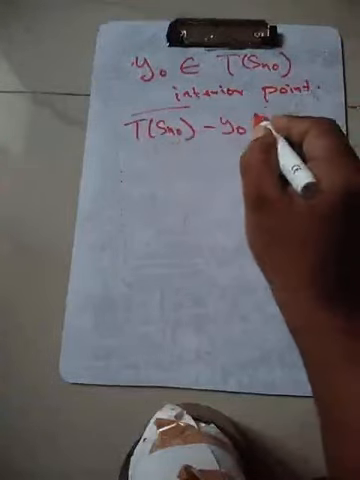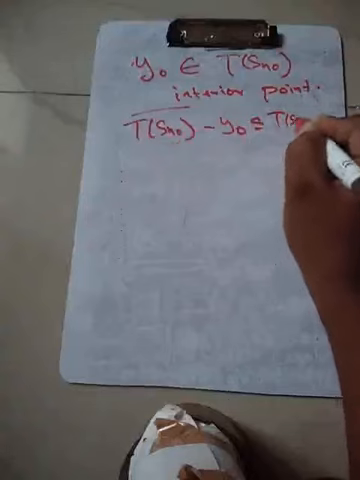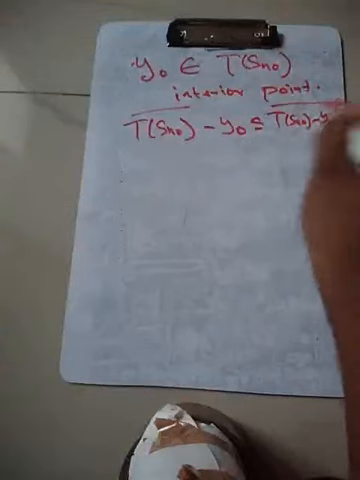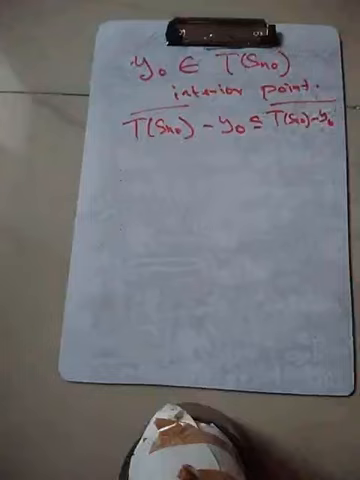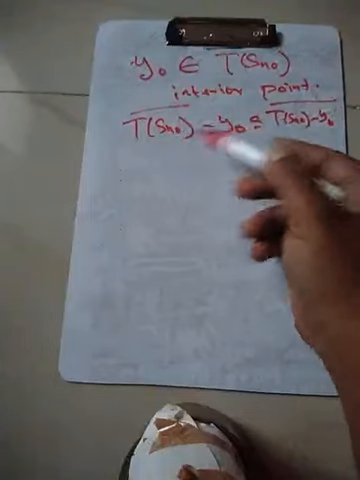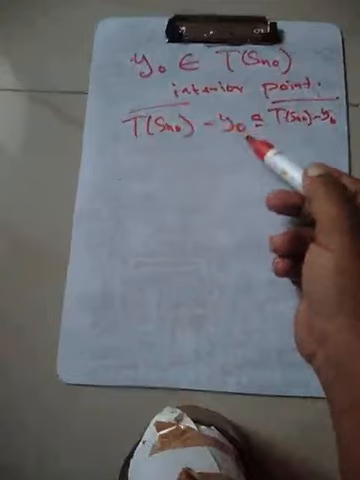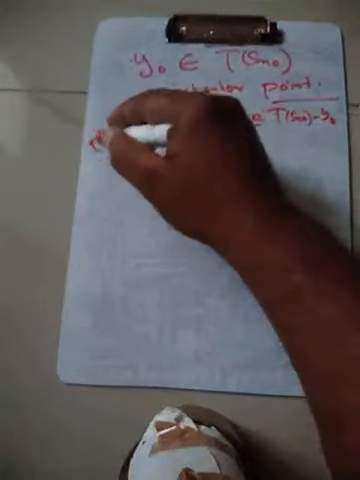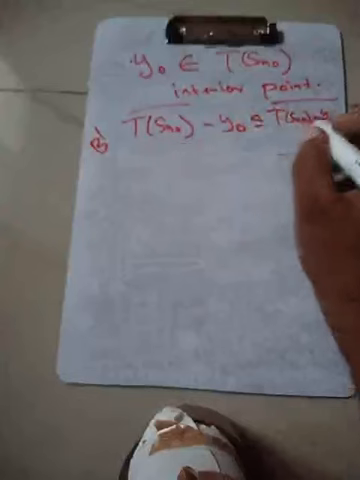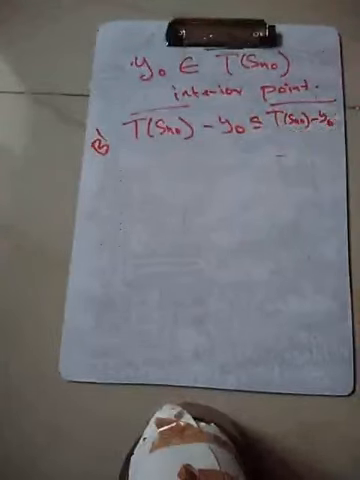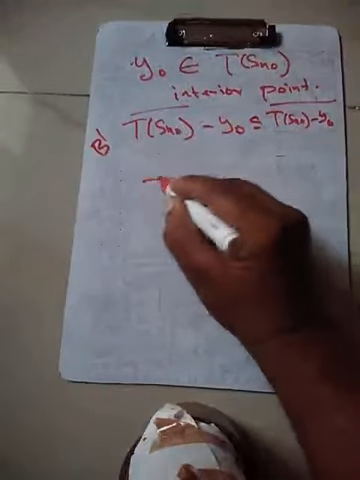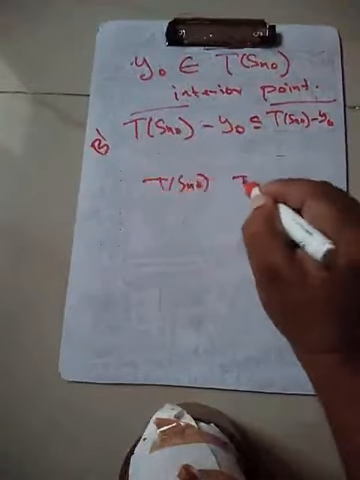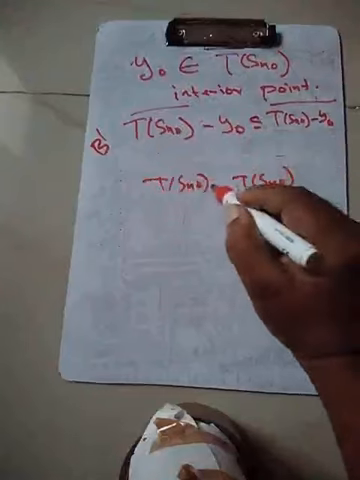this object is contained in the closure of T(S_{n0}) minus y0. This is the closure of this set minus the point. So you are taking a point here and subtracting y0. These all objects are in B dash, and so on. So what do we get is that, since y0 is in T(S_{n0}), as a set, if you look at T(S_{n0}) and T(S_{n0}), you subtract these two things.